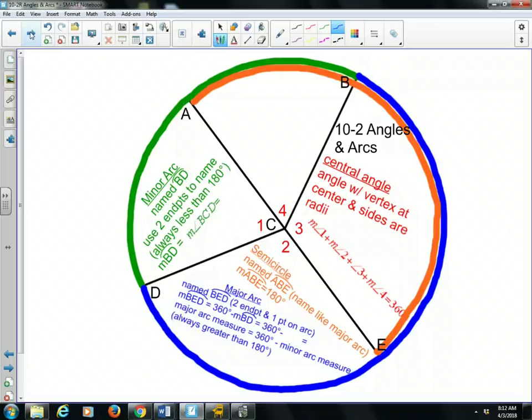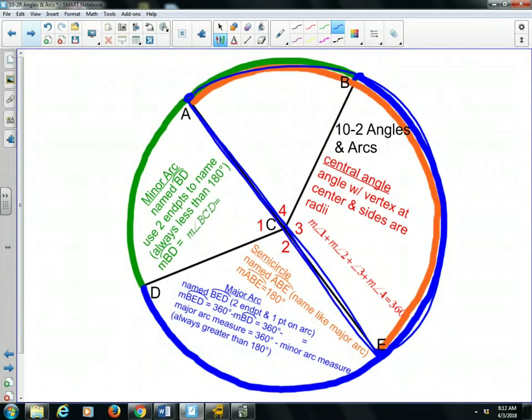We also label a semicircle with 3 letters, so 3 points. Point A on the circle, point B on the circle, and point E on the circle. This would be a half circle, and a half circle is 180 degrees, or a semicircle. You can see here that AE is a diameter. That segment is a diameter. So it cuts the circle in half, and half of a circle is then this 360 degrees.